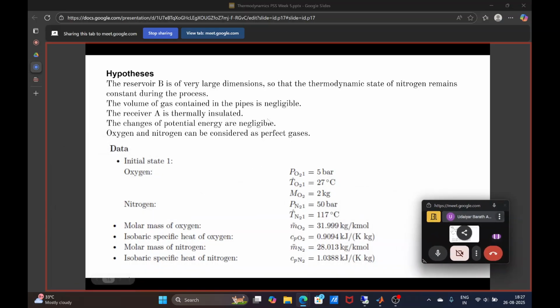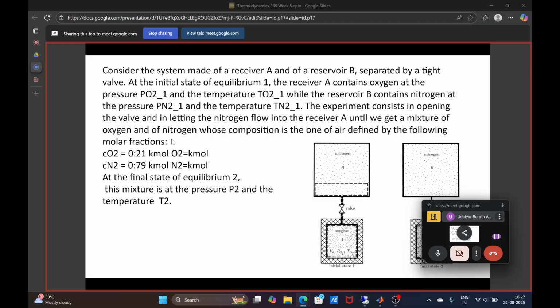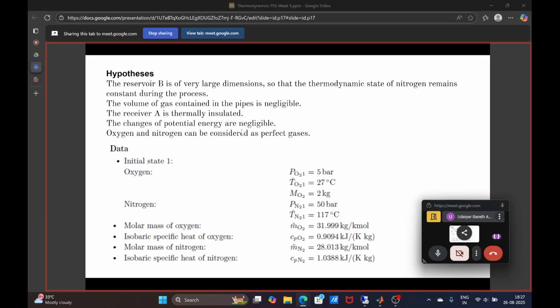So what we assume is the reservoir B is very large in dimension, and that the thermodynamic state of nitrogen remains constant during the process. So it's like nitrogen is a reservoir, so that's what is being given. It takes from reservoir B. So taking some amount of nitrogen will not change the properties of the nitrogen inside the reservoir. So that's what a reservoir means. You are taking, and it doesn't affect the reservoir. You take a small quantity, so it doesn't matter much. So the temperature and pressure will not change for the nitrogen reservoir.